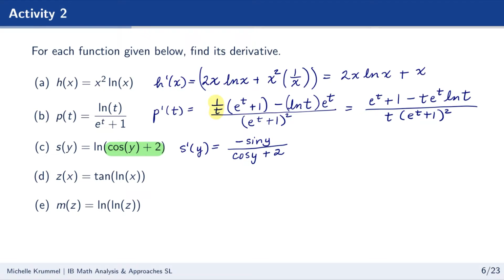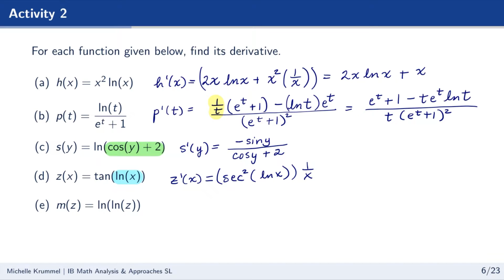Part D, z of x equals the tangent of the natural log of x. So this is also a chain rule problem where the inside function is ln x. So we start by taking the derivative of the outer function, tangent of stuff. Z prime of x, the derivative of tangent stuff is secant squared stuff. Then we have to multiply that by the derivative of the stuff. So we're multiplying that by 1 over x.